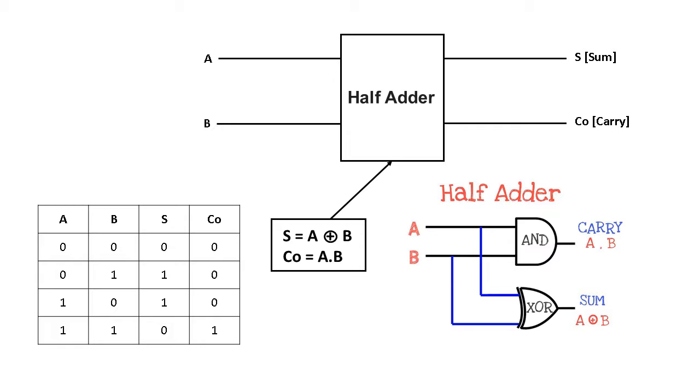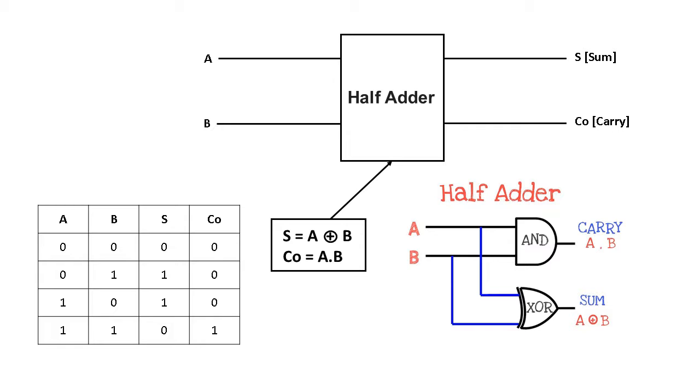See, to get the carry bit, as we can see in the function, carry equals A into B. And A and B both will be provided through the XOR gate to achieve the sum, A XOR B. So whatever function we have derived, we have represented that to design the half adder circuit.